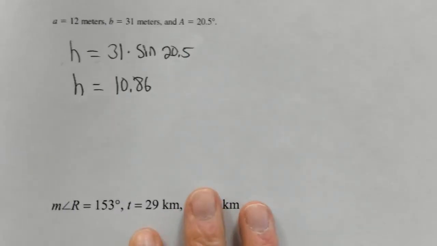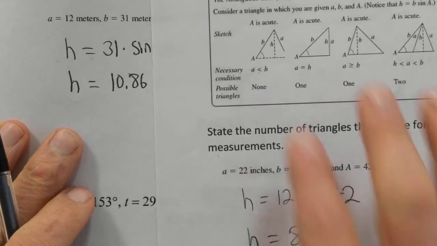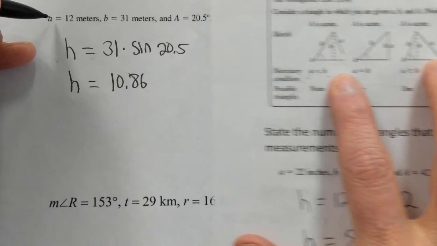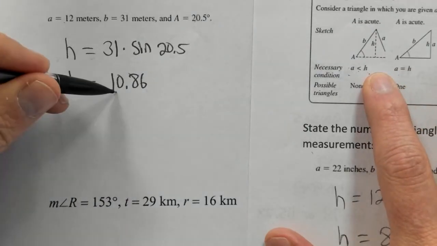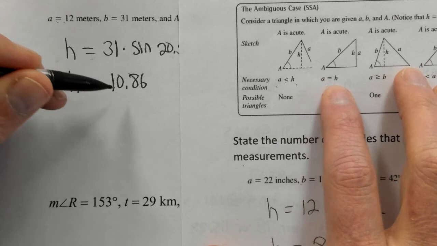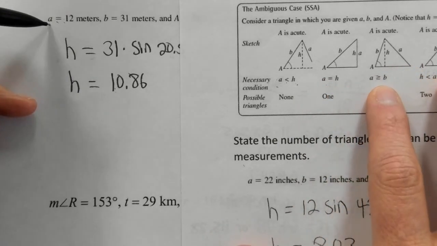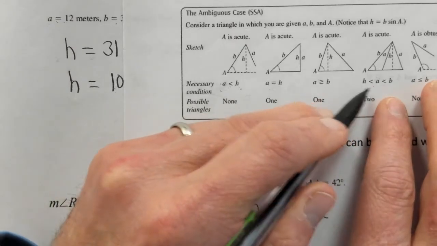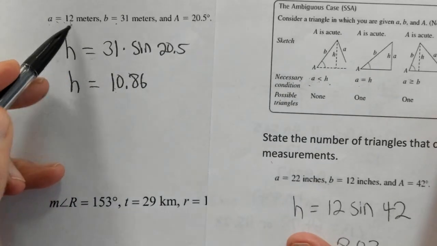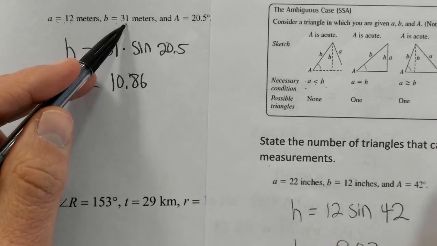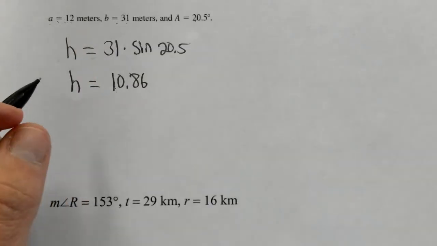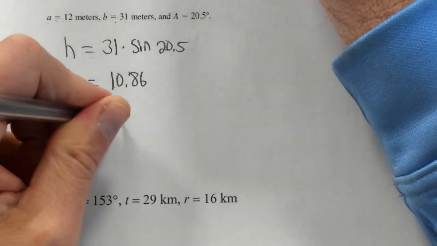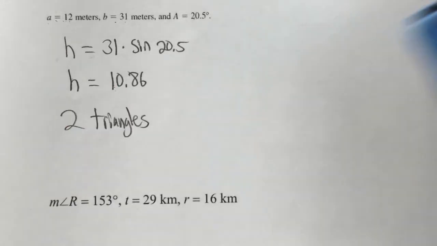So let's see if we can test. I need to look for A, and I need to look for H. Is A less than H? The answer is no. Is A equal to H? No. Is A greater than or equal to B? No. Is A between H and B? The answer is yes in this case. So how many triangles can be formed with these measurements? There are 2 triangles that can be formed with these measurements.